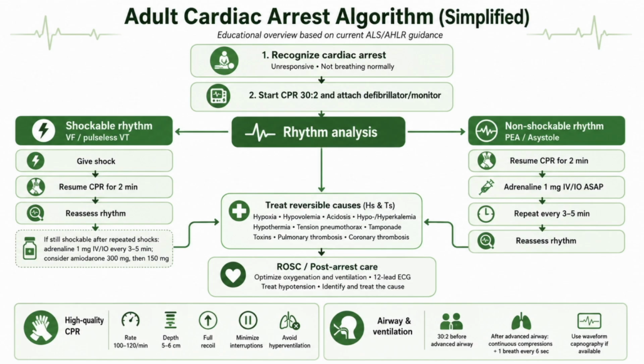If the rhythm remains shockable after repeated shocks, we continue high-quality CPR. Give adrenaline 1 mg IV every 3 to 5 minutes, and consider amiodarone, usually 300 mg first, then 150 mg if needed. Non-shockable rhythms are pulseless electrical activity and asystole.